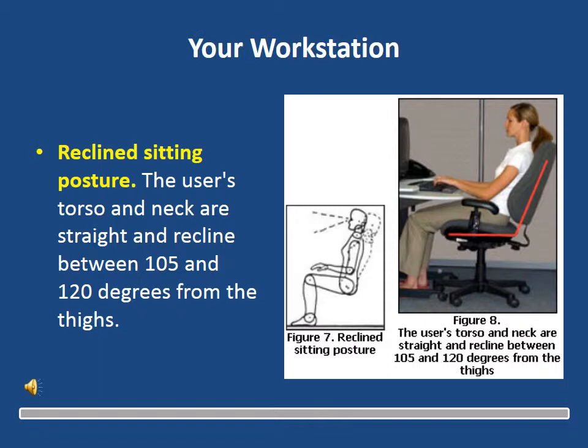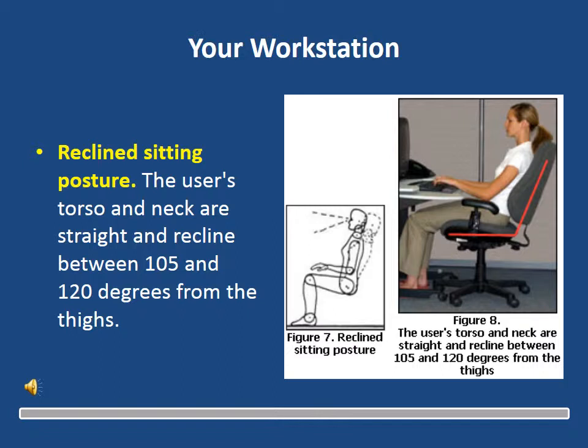This slide depicts someone sitting in a reclined sitting posture. In the picture on the right, you will notice that there's a larger angle between the hips and the low back. It is around 105 to 120 degrees. This is a slight variation from the upright posture where the angle is around 90 degrees. You'll still notice that there's good angles throughout the person's body.